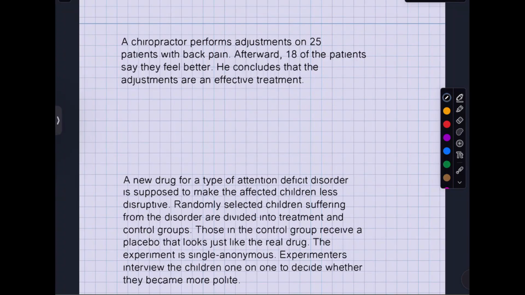It's a very small sample. And is the 25 patients random? No, not random. It's his customers.